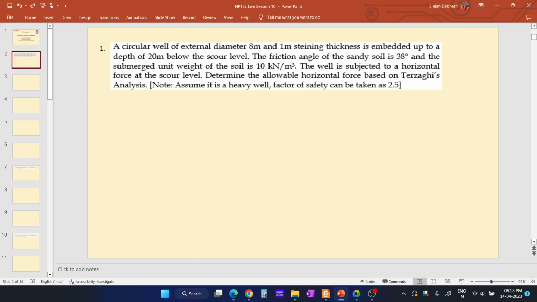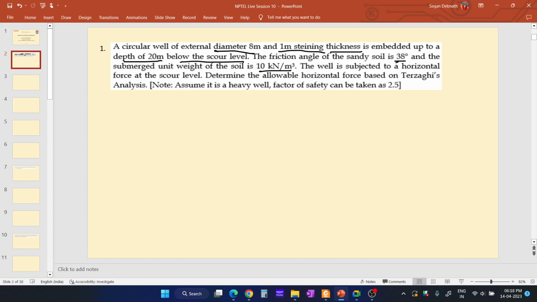So let's see what our first question is. A circular well of external diameter 8 meter and 1 meter steining thickness is embedded up to a depth of 20 meter below the scour level. The friction angle of the sandy soil is 38 degrees, and the submerged unit weight of the soil is 10 kilonewton per meter cube.